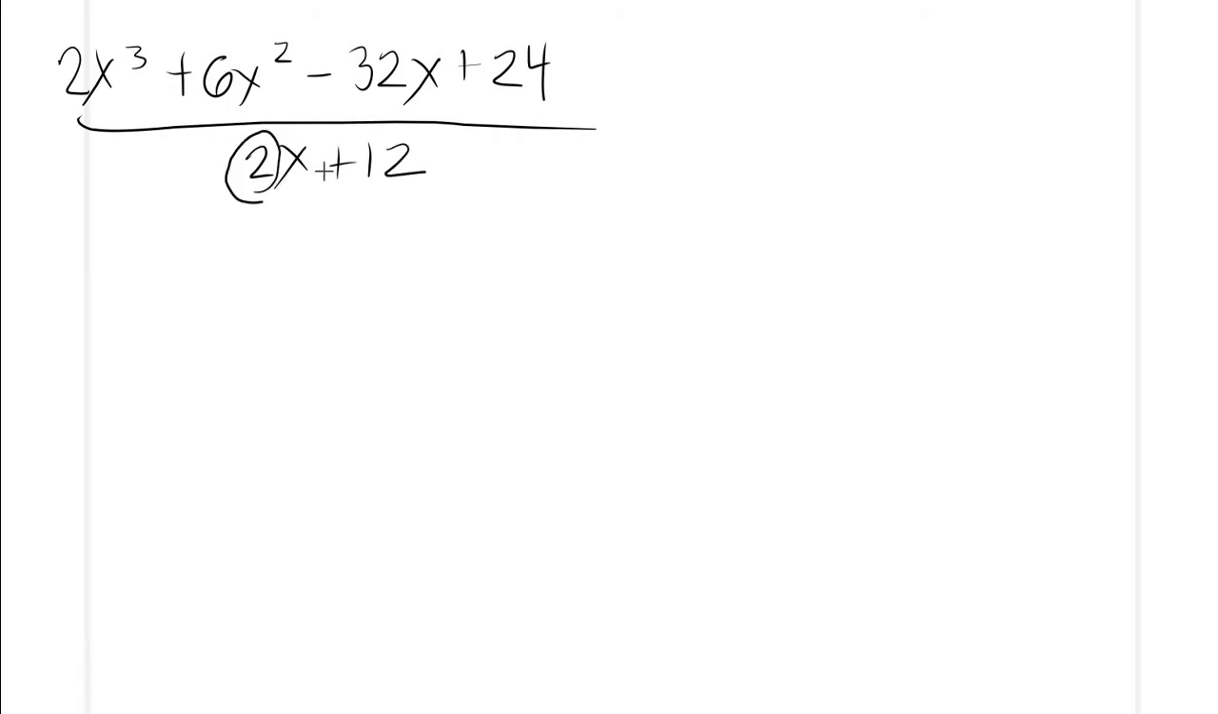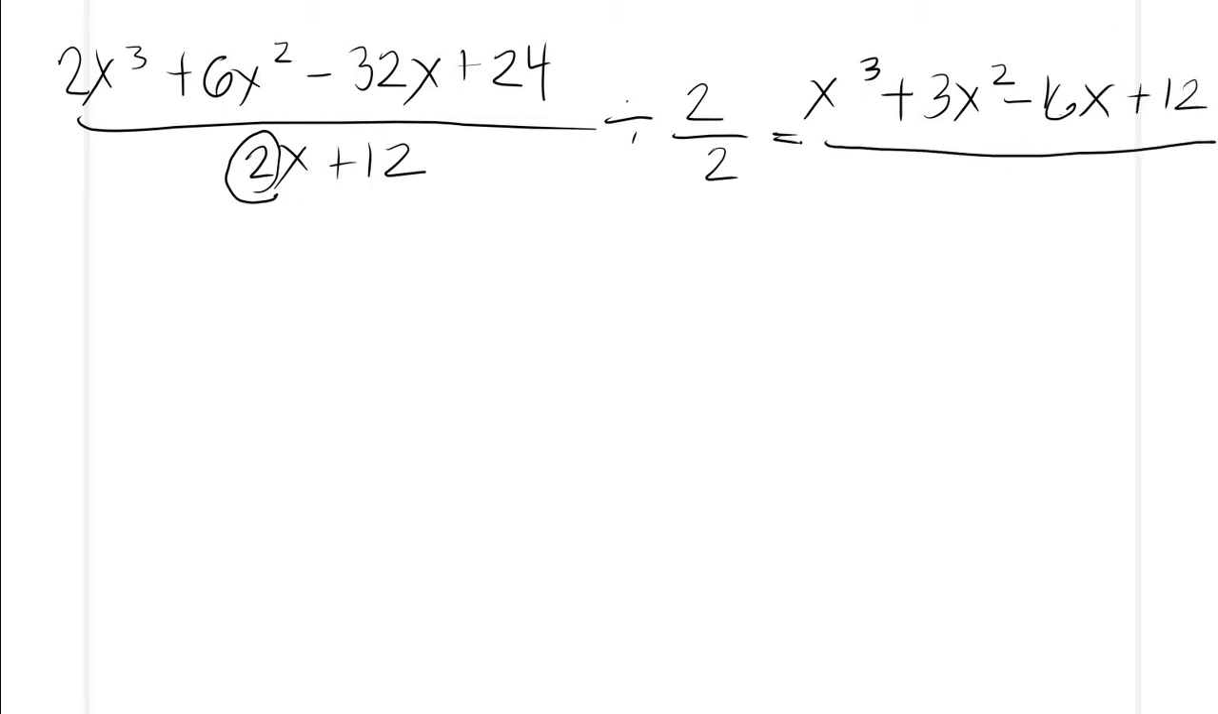So since the leading coefficient is 2, synthetic division only works for functions which are linear and with the leading coefficient of 1. So what we should do is divide the denominator by 2. So if we do that, we should also divide the numerator by 2. So that will give us x cubed plus 3x squared minus 16x plus 12 divided by x plus 6.